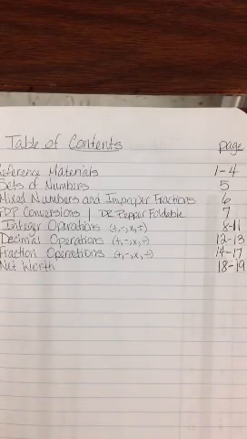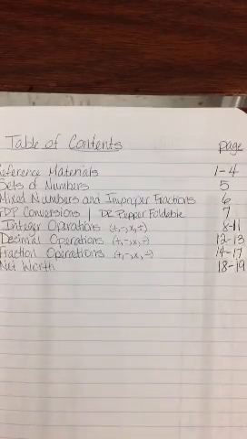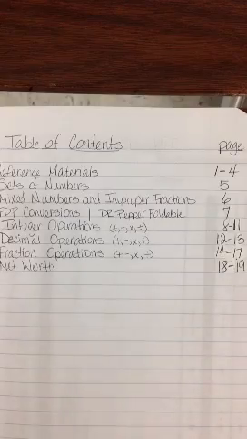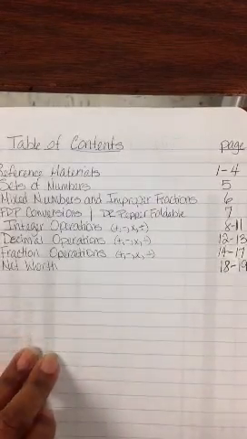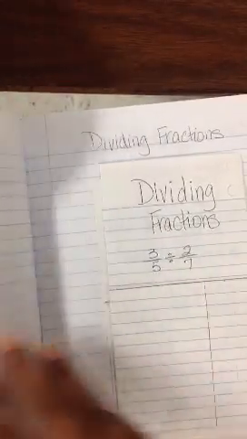Okay, this is our video for net worth, guys. And make sure that in your table of contents, you have net worth on pages 18 through 19. So now let's flip over to page 18. It should be right behind your fractions foldable.